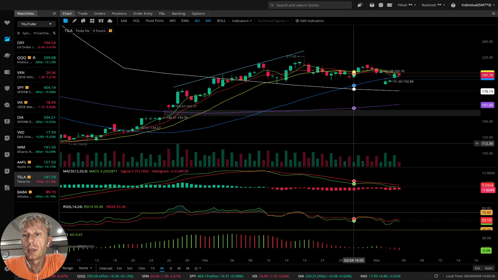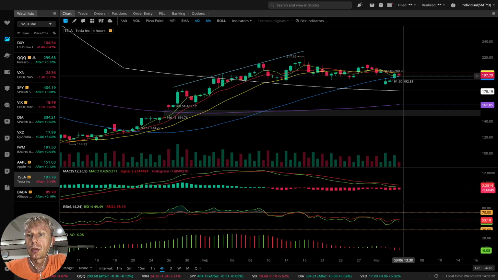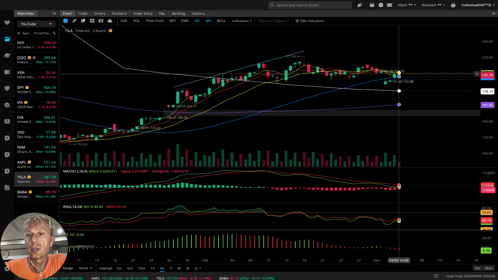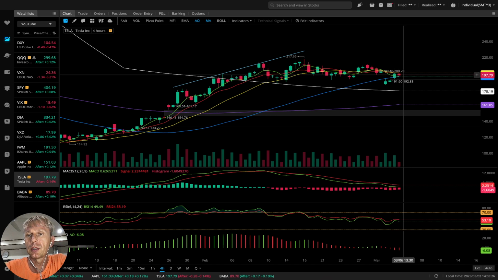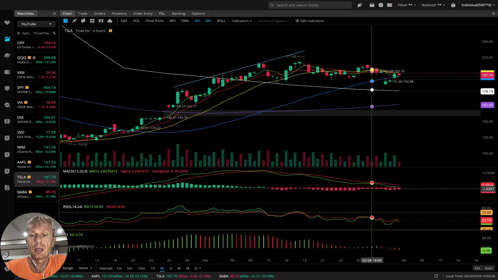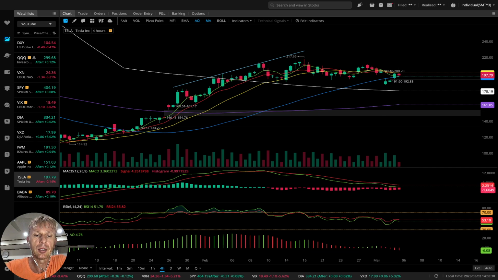4 hours, last bar still below MA20, MA5 below MA20 and 10, still bearish. MACD bearish, RSI bearish, oscillator bearish.